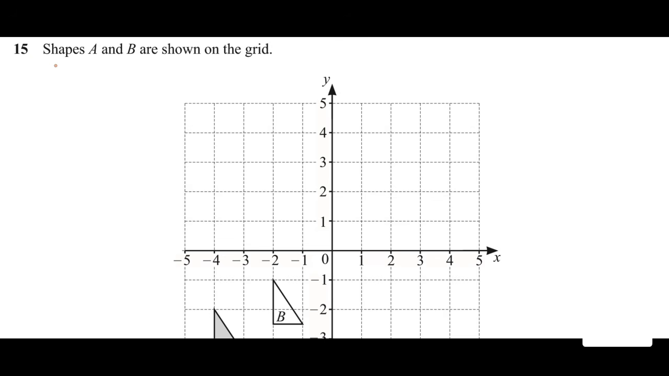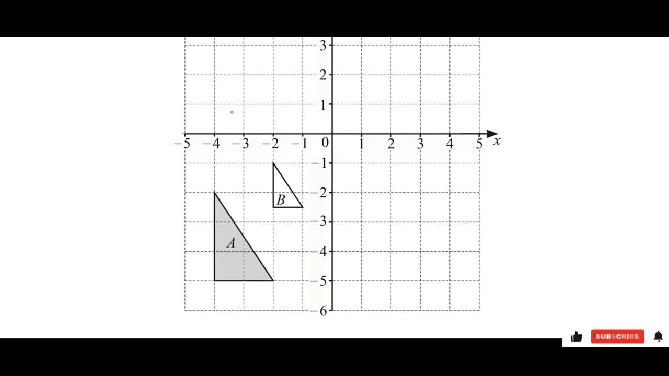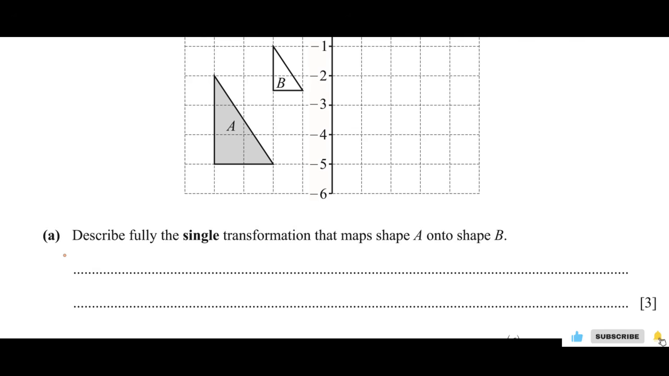Question number 15, shapes A and B are shown on the grid. Okay, so here we have shape A and shape B. Part A, describe fully the single transformation that maps shape A onto shape B. Obviously, you guys can see this is an enlargement, right? We need to figure out the center of enlargement and the scale factor. So first thing first, we need to write down the transformation. The transformation is enlargement. We need to find the center of enlargement and the scale factor of enlargement.